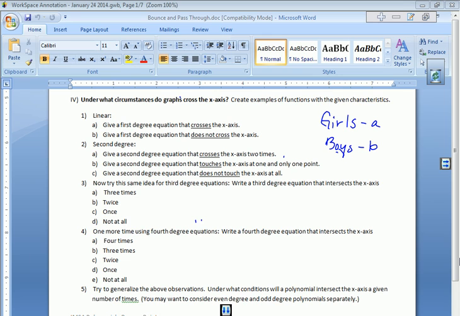All right. So a linear one that crosses the x-axis. Girls, give me one. Y equals x. Good. Okay. All right, boys, one that does not cross the x-axis. Y equals 3. Y equals any constant. Good. Okay. Girls, give me a second degree that crosses 2 times.